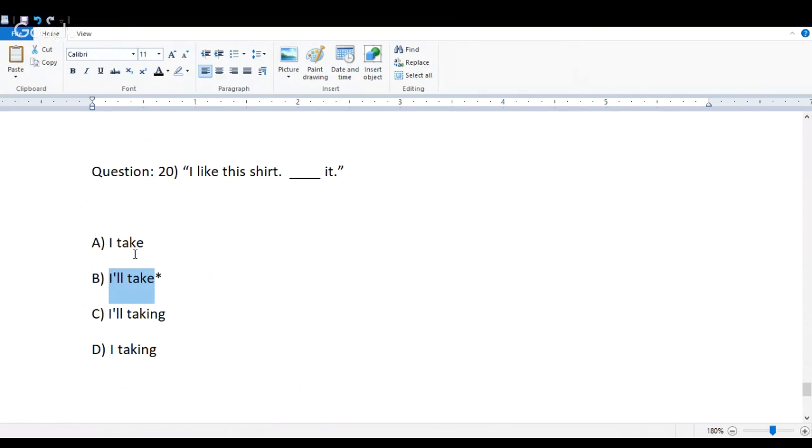So I take it is not correct because you're going to buy it. You haven't bought it yet, so you can't use the present tense. I'll taking it does not make sense because this would be the future continuous tense. We can't because we are missing the verb to be. And I taking is also not correct. We're missing the verb to be here to make the present continuous tense.